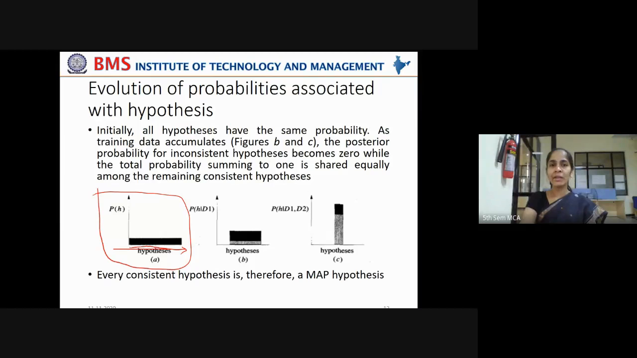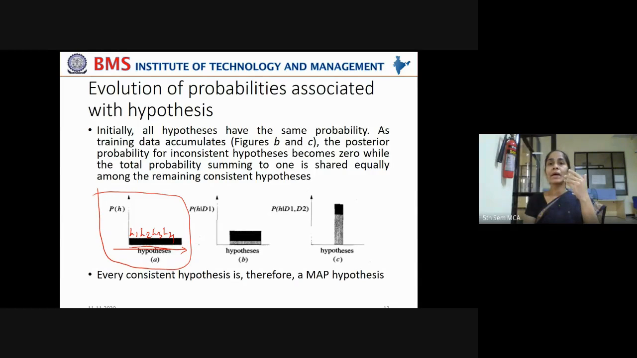As training data accumulates, the posterior probability for inconsistent hypotheses becomes zero, right? Say there are 10 hypotheses here, H1, H2, H3, H4, and initially they all have equal probability. Now you start observing training examples, which give you more and more knowledge about these statements. Initially, you say 50% of the Indian population are recovering from COVID. You made some hypothesis. Now you start gathering more and more data about the patients recovering. As you see more data, your likelihood will increase. Likelihood of the patients recovering will increase. Means it will become 60%, it will become 70%.